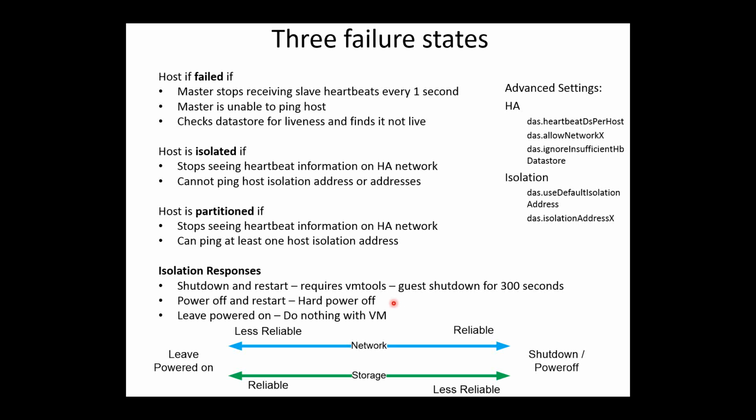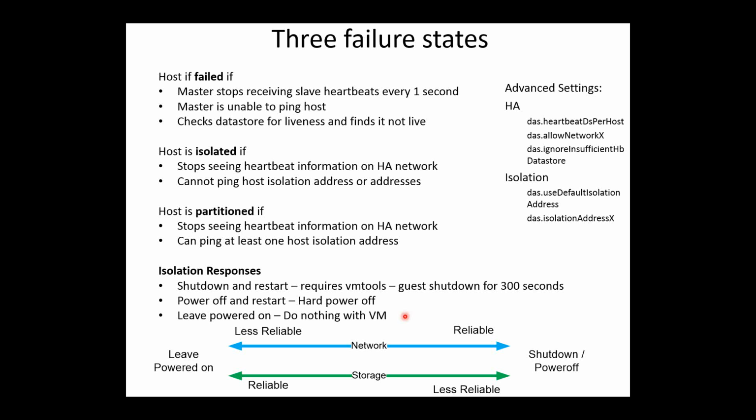Second condition is power off and restart. That's literally just pull the power from the VM. Depending on your storage situation, you may want to do that. And then the new one, which is called do nothing, I believe, in vSphere 6, or used to be called leave powered on in 5, is literally do nothing. So there's lots of VMware religion when it comes around which one of these to choose. In my experience, it really depends on your situation.